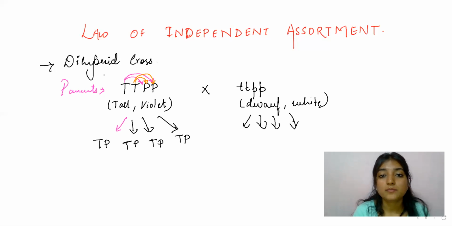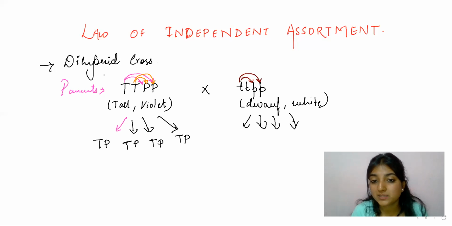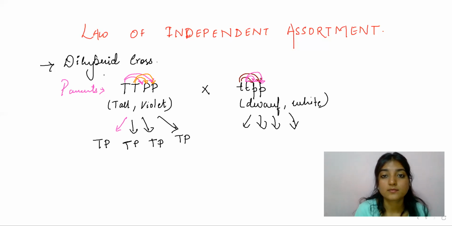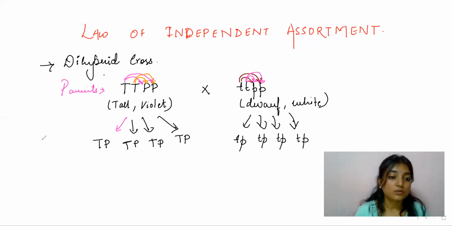Let me take another color to explain best. This small t is crossed with this small p, then this small t with this small p, then this small t with this small p, and this small t with this small p. So here we are getting tp, four gametes. Fine. So let me write here gametes.